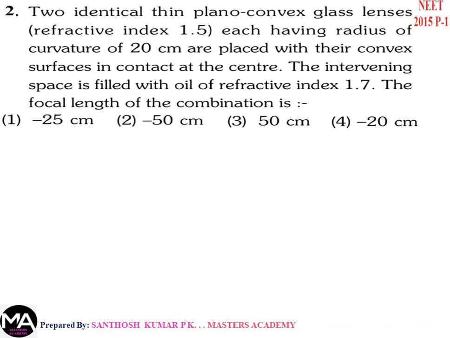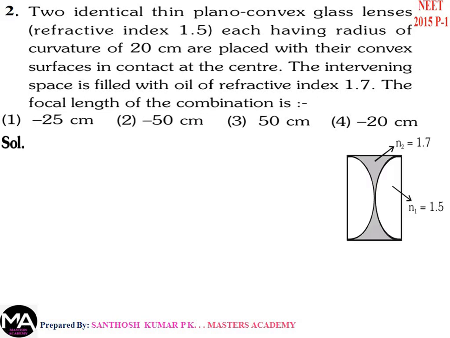Next question. Two identical thin plano-convex glass lenses of refractive index 1.5 each, having radius of curvature of 20 cm, are placed with their convex surfaces in contact at the center. The intervening space is filled with oil of refractive index 1.7. The focal length of the combination is, 4 options are given.